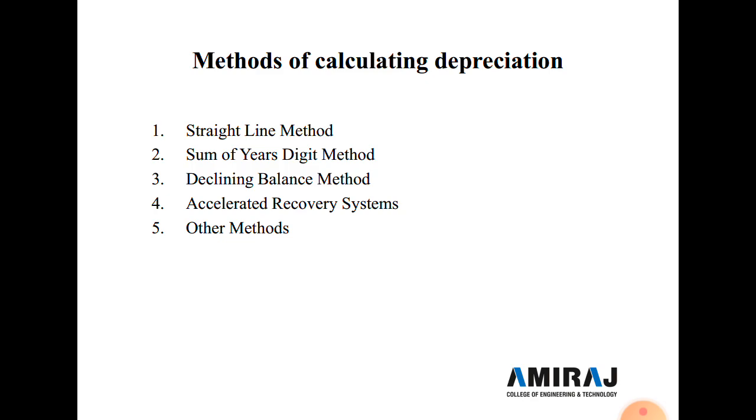So these are the formulas for the sum of years' digits method. Now, another method, number 3, is the declining balance method. In this method, a constant percentage of the book value of the previous period of the equipment or property will be charged as the depreciation amount for the current period.